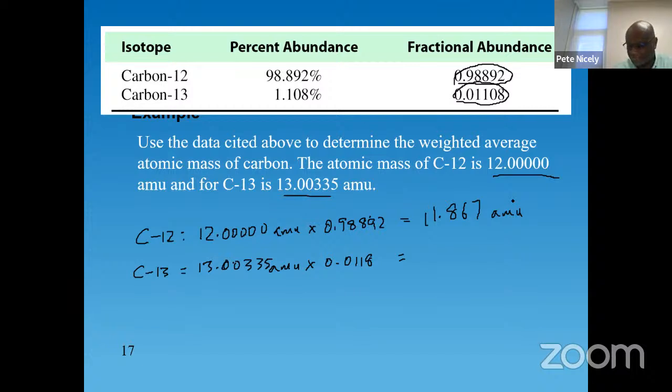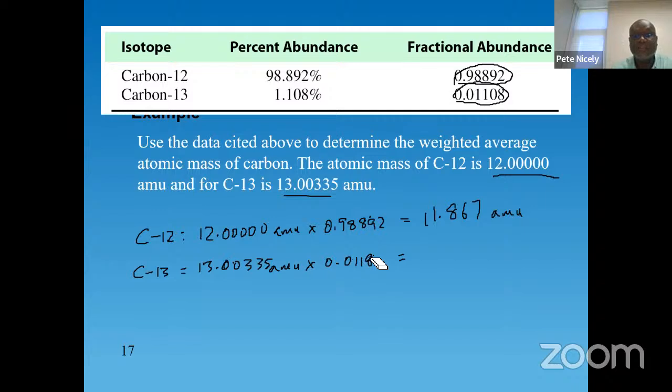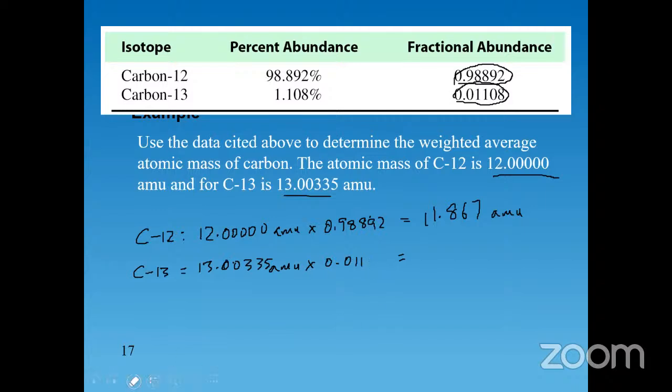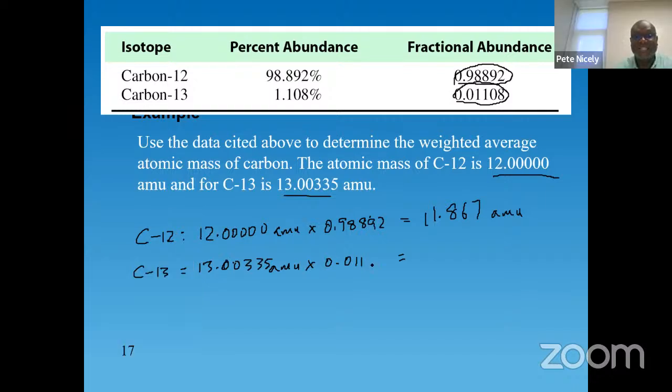And then in the case of carbon-13, 13.00335 times 0.01108. So I need to correct this here just to make sure everything is accurate. Yeah, I was going to say, Professor, it's 108. Yeah, that's an oversight on my part. Let me correct that.